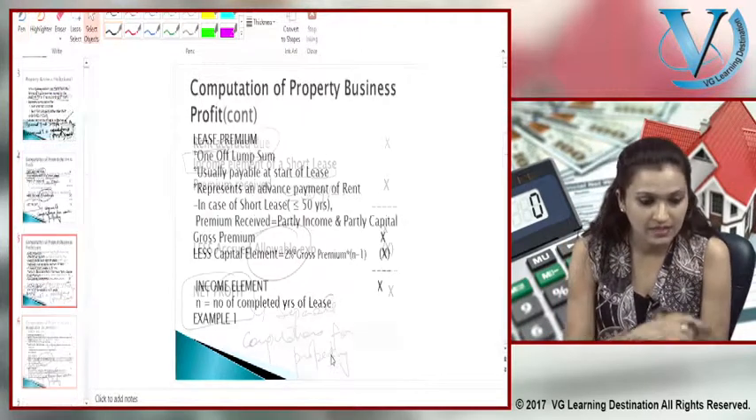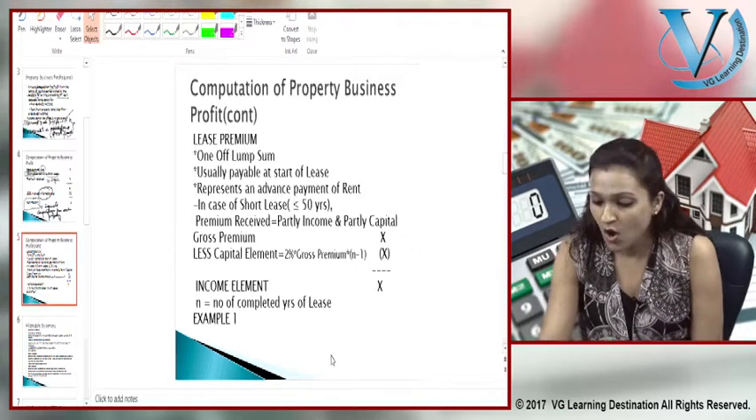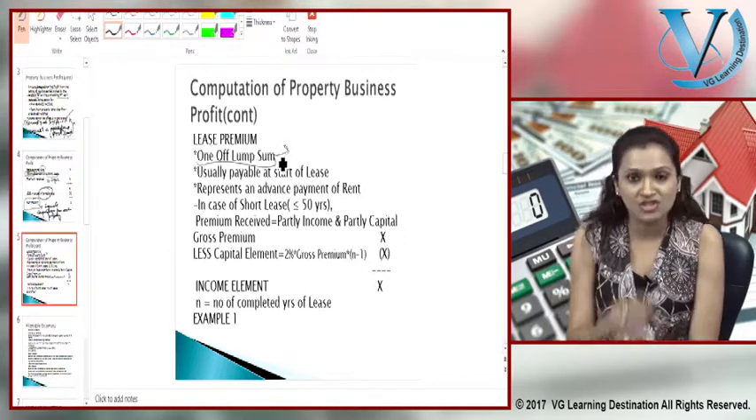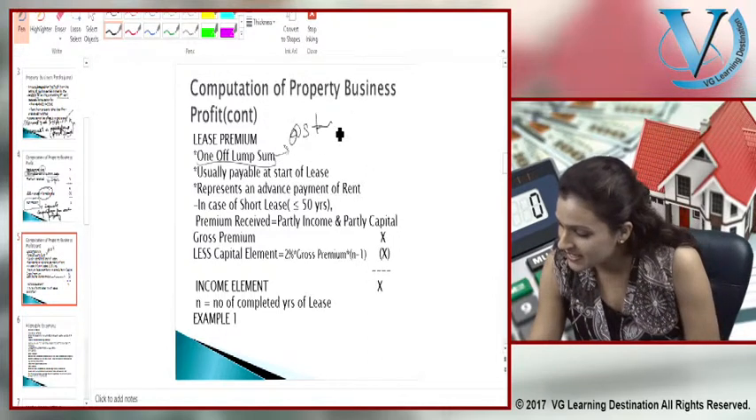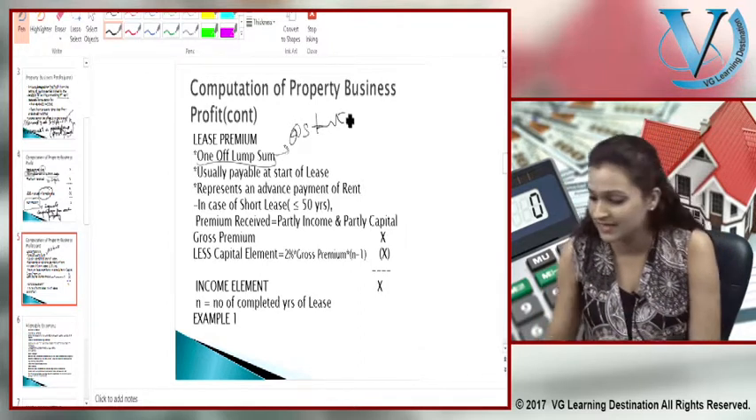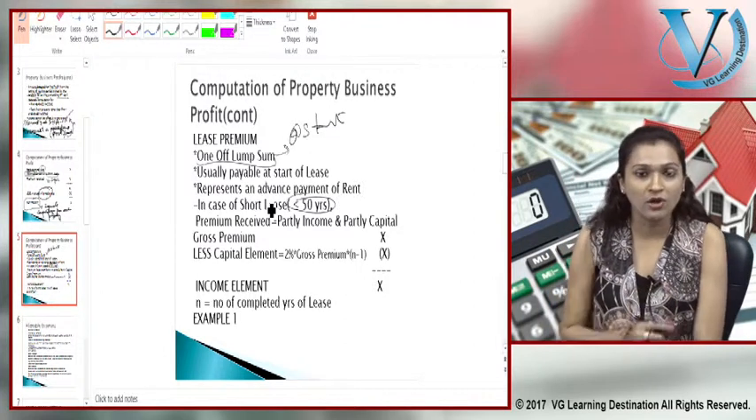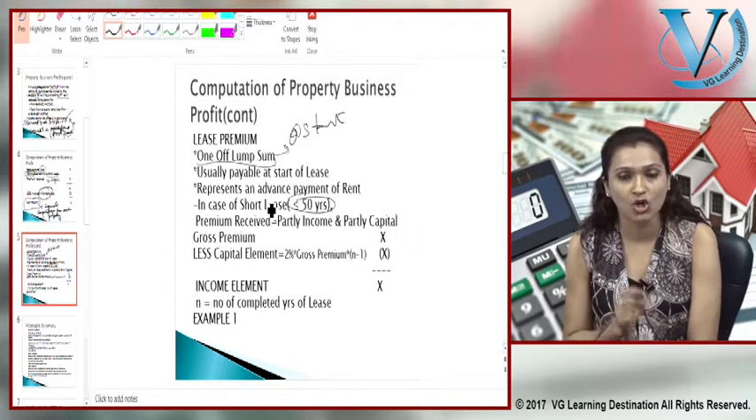What else? What is a lease premium to start off with? Definitely it is a one-off lease lump sum payment which is made when you actually start the lease. So it's made at the start of the lease. We are going to look at short lease premiums here, which basically means a tenure which is less than or equal to 50 years. We only add up the income element of the short lease premium.